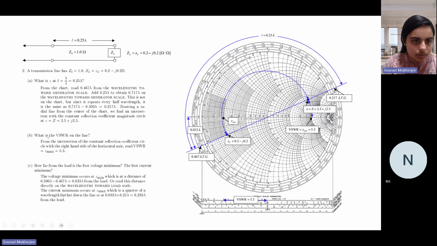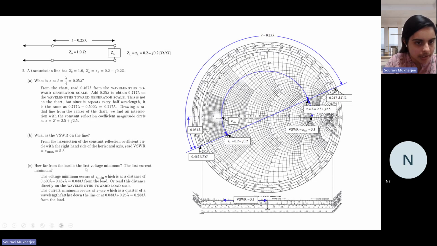Now, what is the SWR on the line? What you do is consider the point where your SWR circle cuts this horizontal line. That corresponds to the maximum resistance that your transmission line holds. So this point gives you the standing wave ratio, right?